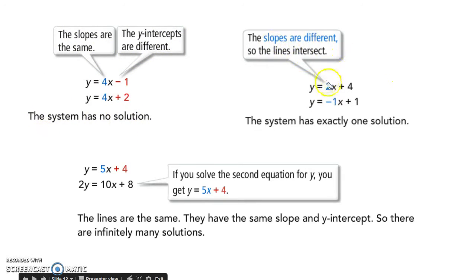Here we have different slopes, so those lines are going to intersect. That's one point of intersection, so it has one solution. And then if you remember, when we have two equations where this one has just been multiplied by the same thing for every single part to get this equation, they're really the same equation. If we divided this one by 2, then we would get the first equation. The lines are the same, so that's infinitely many solutions. Okay?